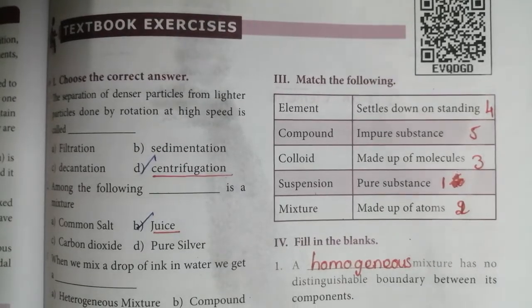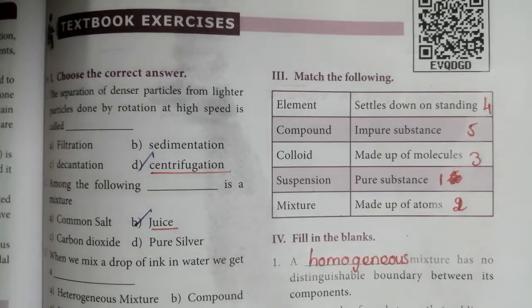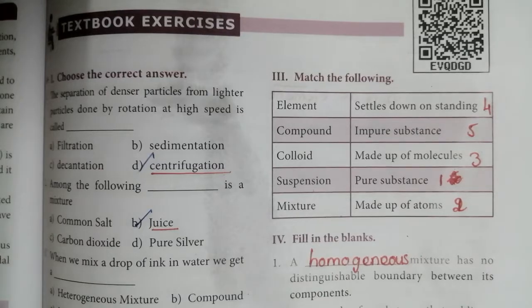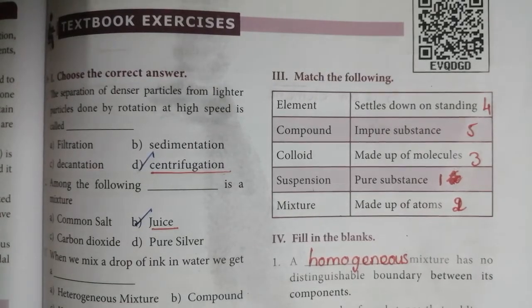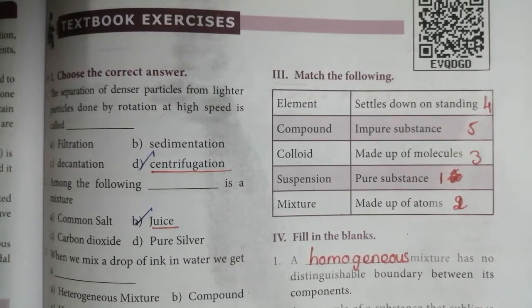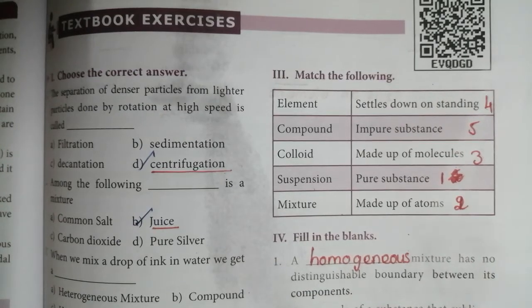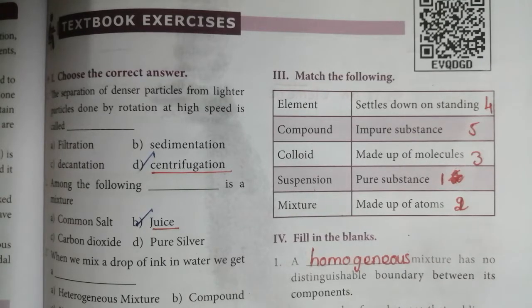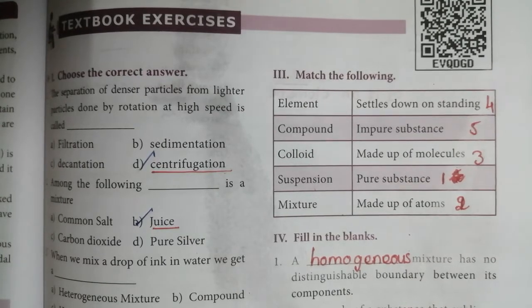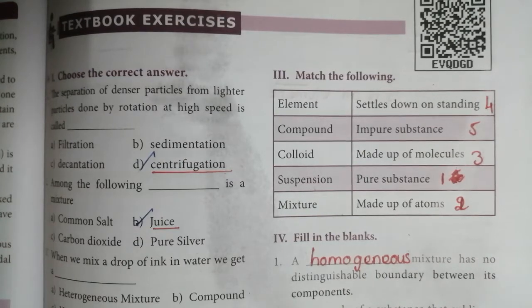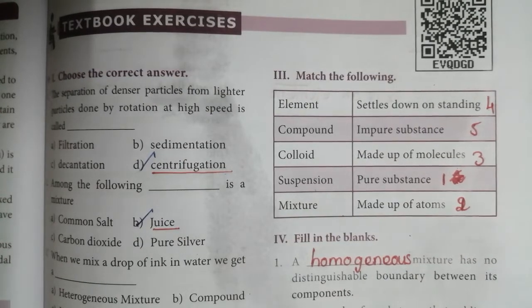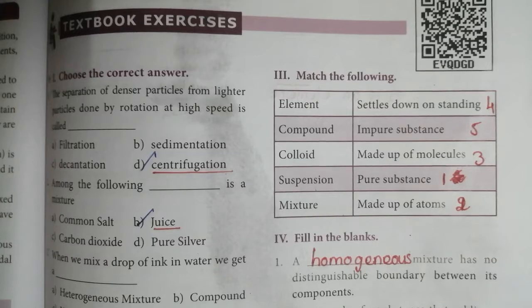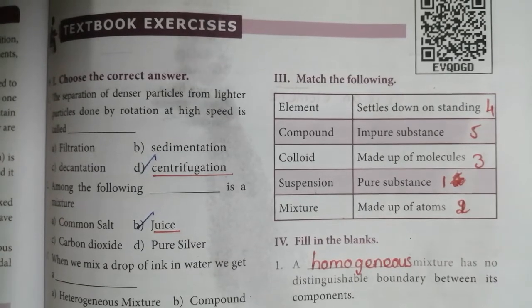Then match the following. Element, what is the answer? Pure substance. Compound, made up of atoms. Then colloid, made up of molecules. Suspension, settle down on standing. Mixture, impure substance.